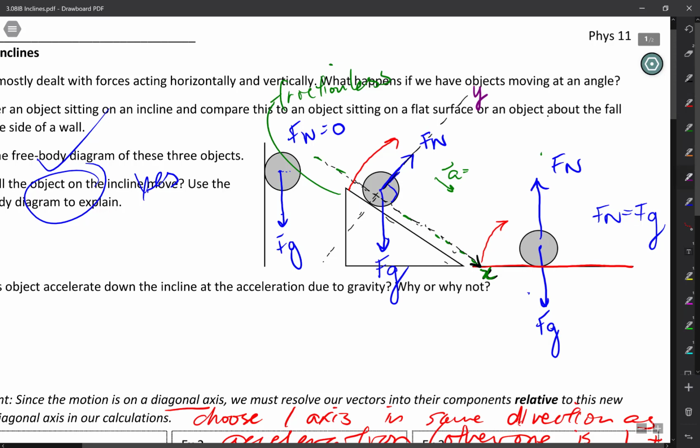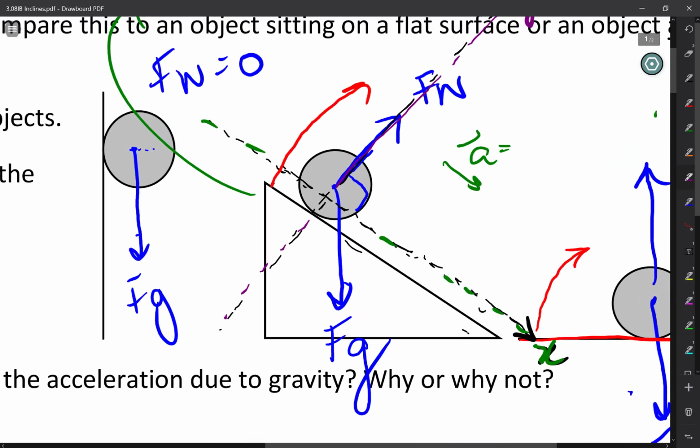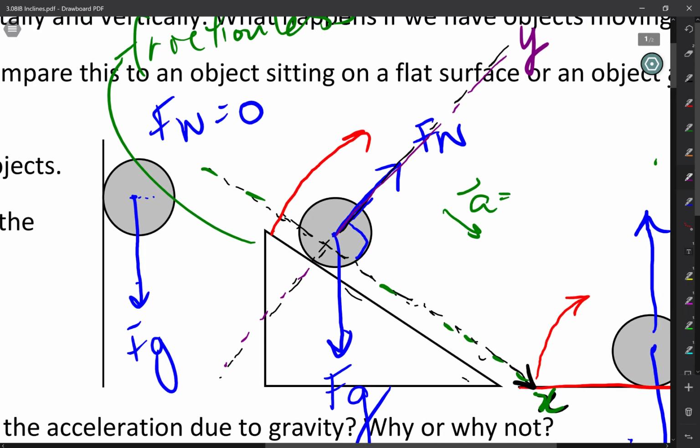So now I have my new axes, and I am going to want to resolve my forces into their components. Notice that the normal force is already on my y-axis. I don't need to do anything there anymore. However, FG has components along the x-axis and the y-axis. So let's draw this one over here.